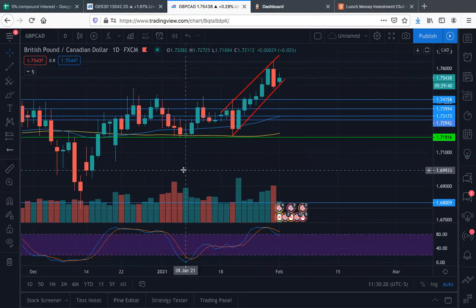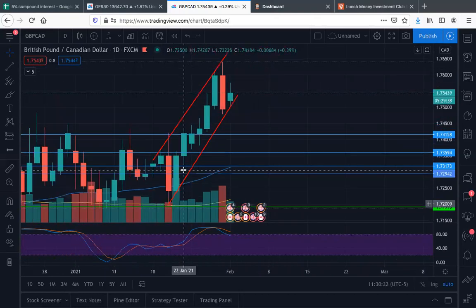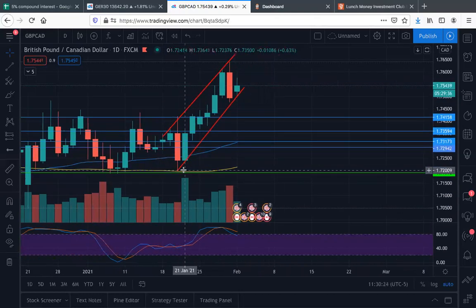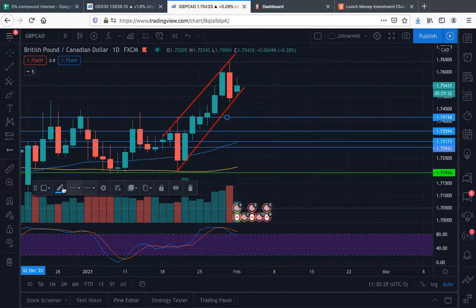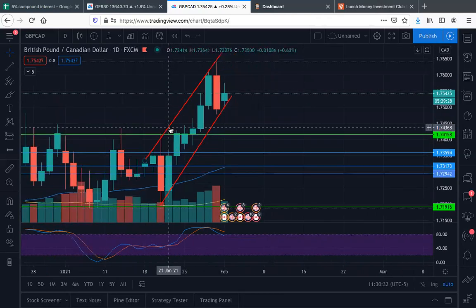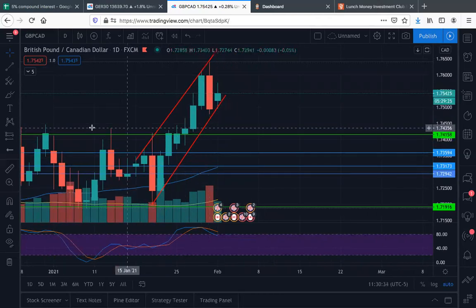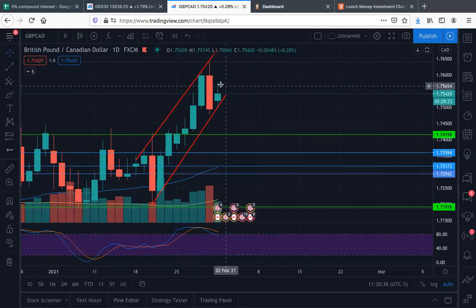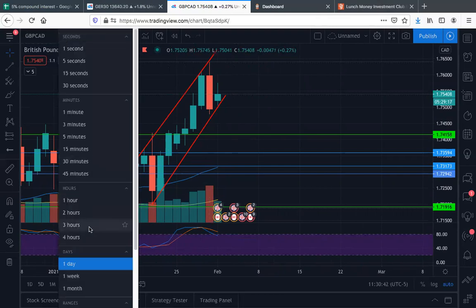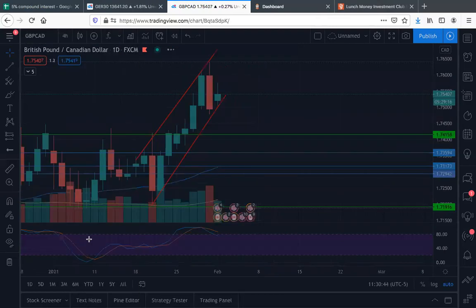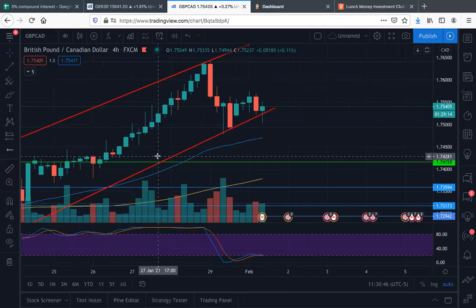So remember, we were talking about how there was a monthly level of support that basically was broke, but it never was retested. We also have to take note that we have an engulfing candlestick here on the daily chart. So that's signaling a bearish trend.